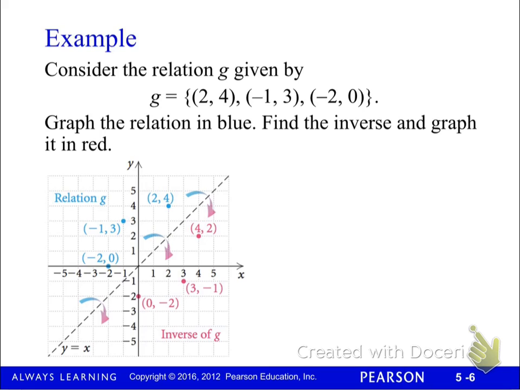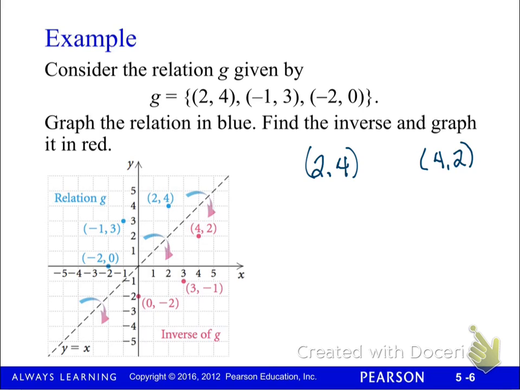I want to talk a little bit about inverse relations and inverse functions. That is what we are starting with in Chapter 5. In the simplest definition of inverse, what you are looking at in front of you is a relation. The relation that we're looking at is (2, 4), (-1, 3), (-2, 0). The way that we get the inverse of that is we reverse the x and the y. So for our first one, since we have (2, 4), the inverse for that is going to be (4, 2).